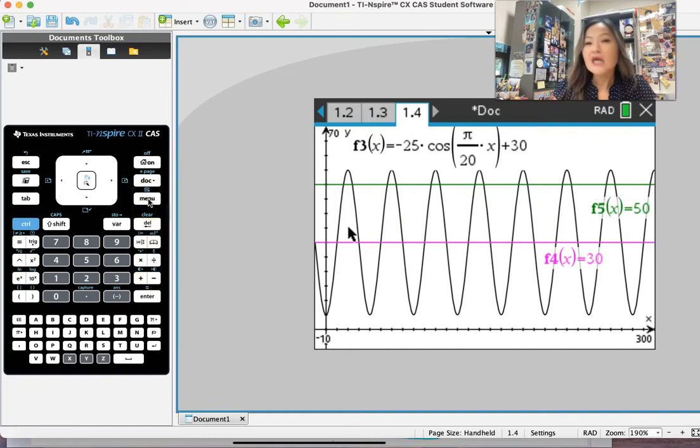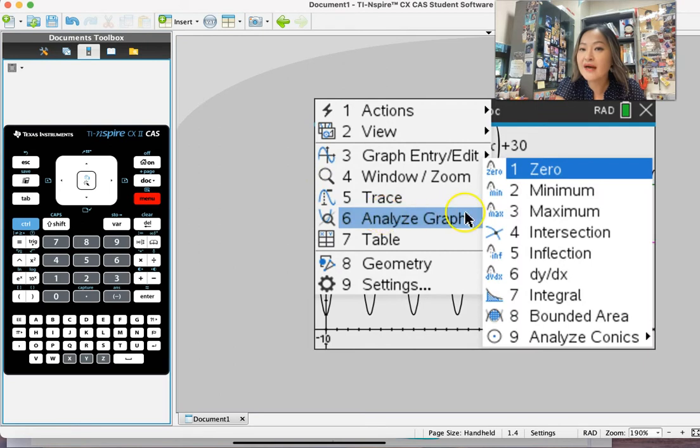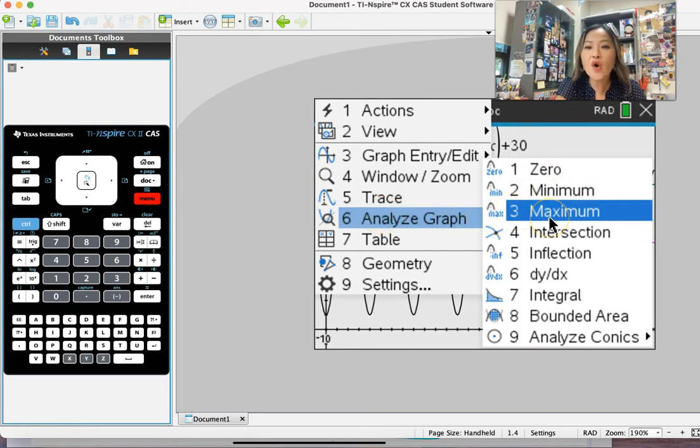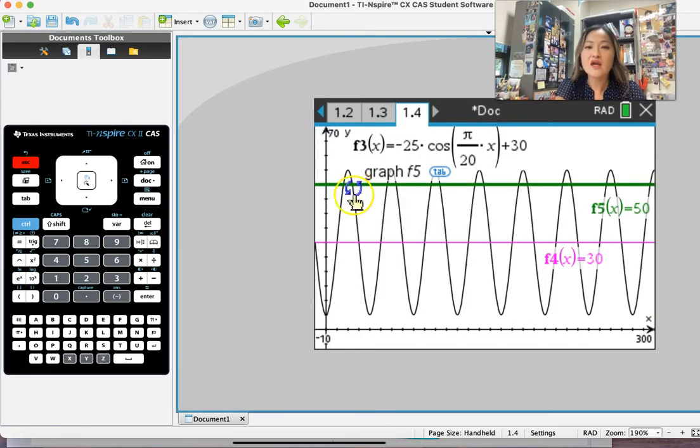So what if I said the ride revolves around 4 times, right? 4 times. How many times does it hit 50 feet? So you're going to go to menu and you're going to go to analyze this graph. You're going to analyze this graph and you're going to find all the times that it's actually 50. So you're going to find an intersection. You're going to, oh, not intersection, sorry. You're going to find every time that it's 50.